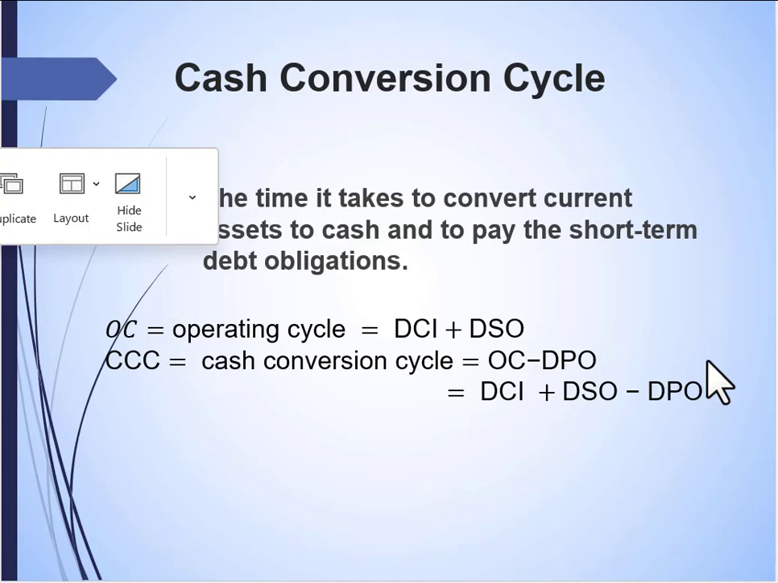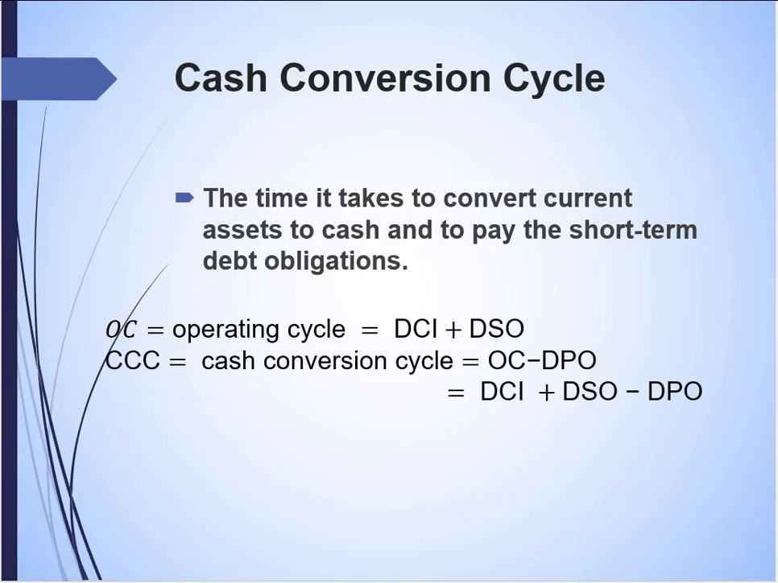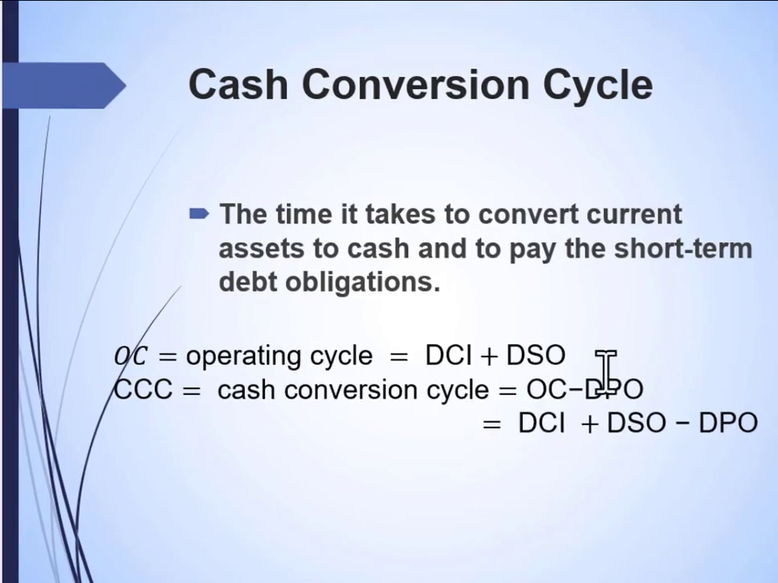One other thing we want to take a look at here real quick is a relationship on these short-term assets. This is what's referred to as the cash conversion cycle. The operating cycle is DCI plus DSO, so this is the days carrying inventory plus the days sales outstanding. What this tells us is how long it takes from the time we buy inventory to the time we receive money from our customers for the purchase of that inventory. That's what's referred to as the operating cycle.